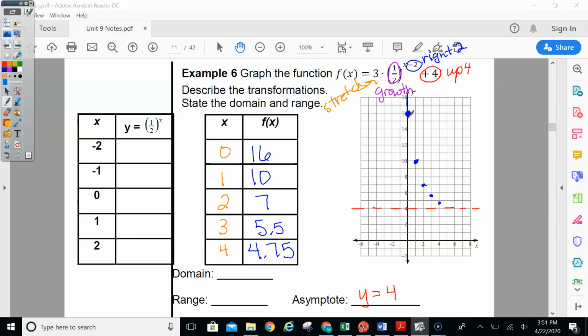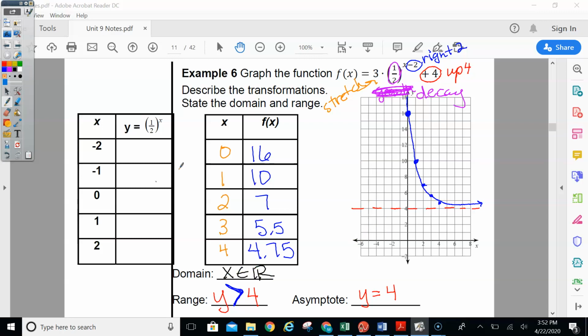And so again, this one starts high since it's, why did I put growth up there? Sorry. This is decay. This is less than 1. So it starts high and it goes down from left to right. So again, the range is always the asymptote. And since it's above the asymptote, it wasn't reflected. It's going to stay greater than. And the domain is always x in the real numbers.